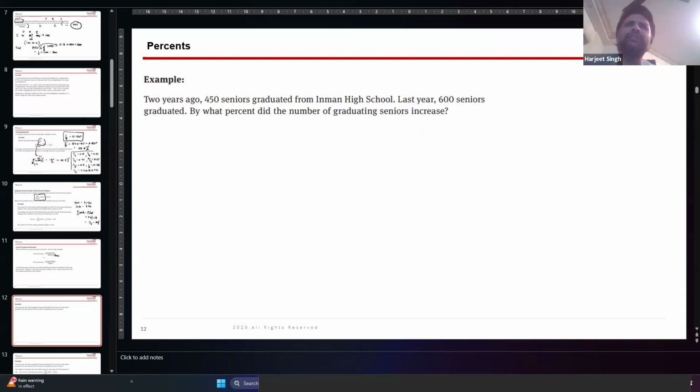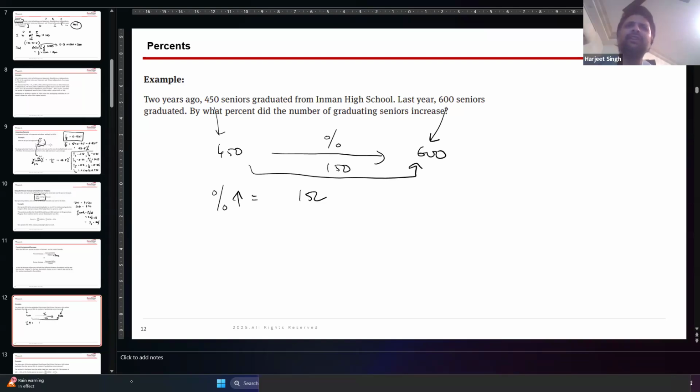So 2 years ago, 450 seniors graduated from this high school. Last year, 600 seniors graduated. So 2 years back, it was 450, and now last year it is 600. By what percentage did the number of graduating seniors increase? To find the percentage increase, we have to find the difference, which means the rise, which is 150, and divide that by the base. The starting value is the base. So divide by 450. So the answer is 1 by 3 or 33.33%.